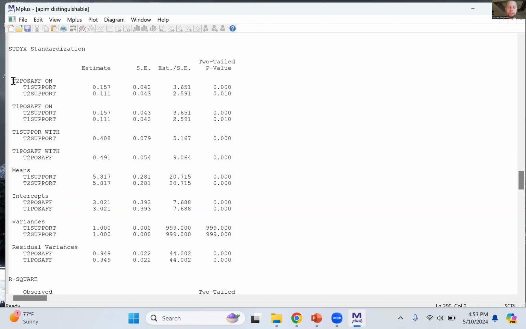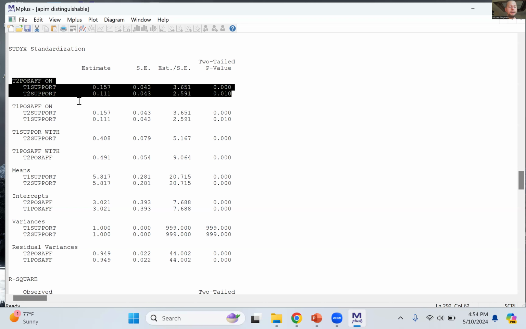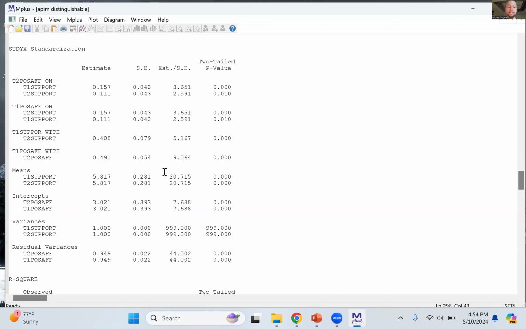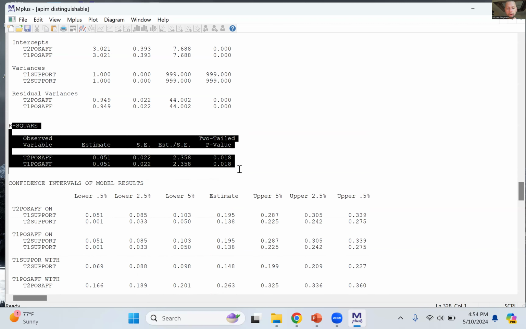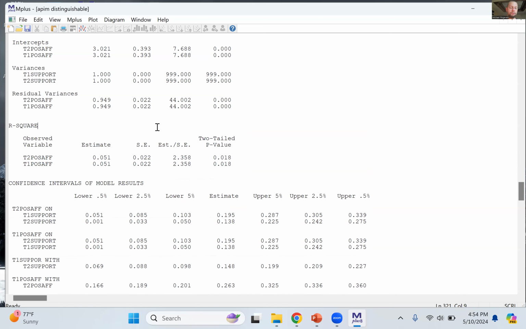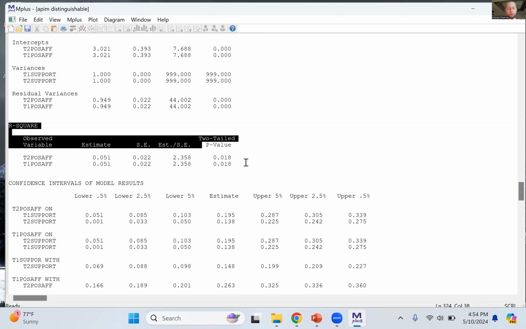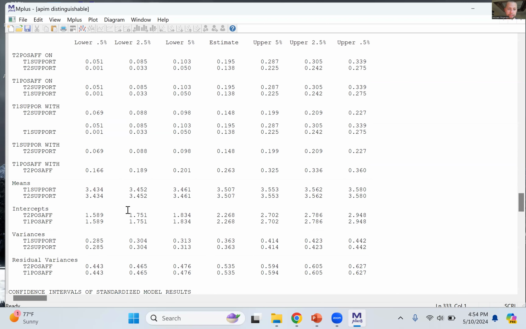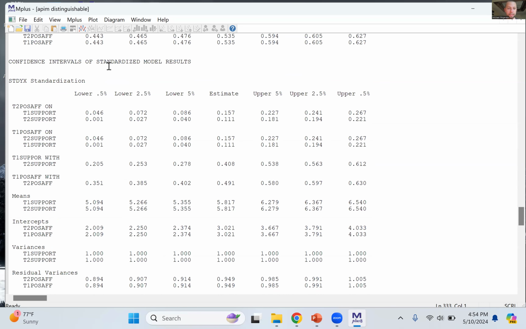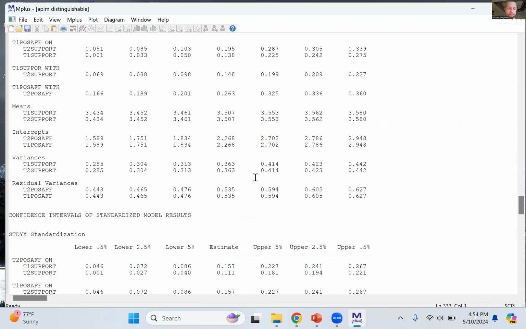But for right now, just knowing the interpretation of the actor and partner effects in a standardized metric is more than sufficient. And down here, we have our R squared. So even if you are interested in unstandardized effects only because you have meaningful metrics, it's always helpful to request the standardized metrics so you can get your R squared value, because this will not come with your unstandardized output. All right. And then down here, we have our confidence intervals for standardized down here and unstandardized up here.